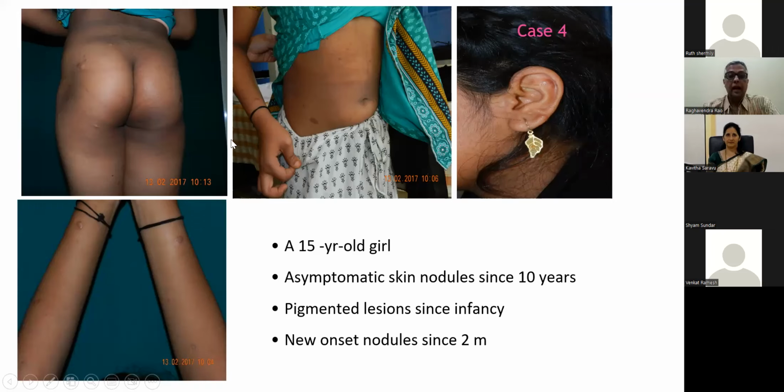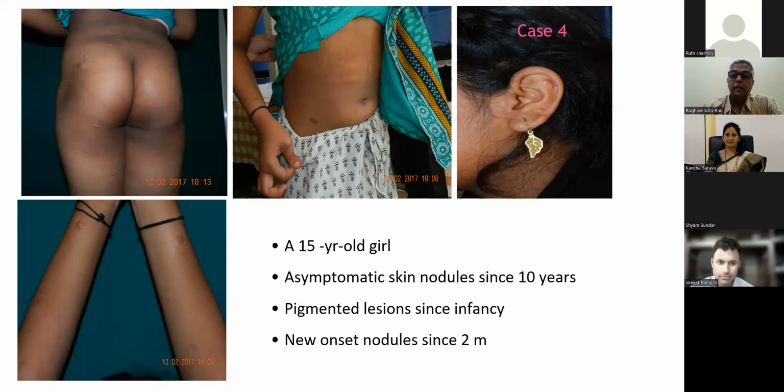We had multiple cafe spots. You can see here, this is one of the cafe spots. She had neurofibromatosis. She had multiple neurofibromas. But in addition to that, she also had nodular lesions on the extremities as well as on the ear lobules. So in addition to neurofibromatosis, this girl was suffering from lepromatous leprosy.